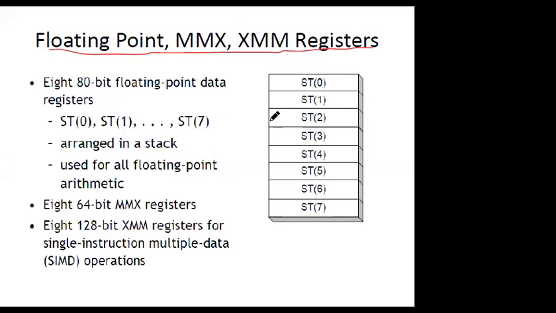So floating point, MMX, and XMM registers. We have 80-bit floating point data registers which are sequenced in a stack in this fashion. So they are arranged in a stack. They all are used for floating point arithmetic.